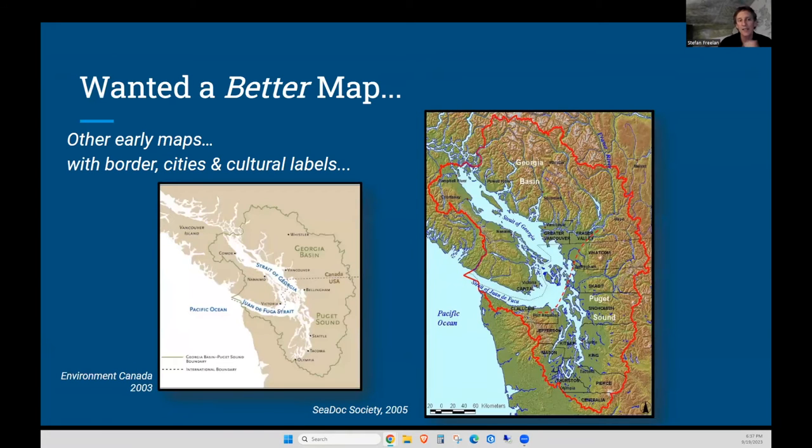Now, along the way, between the 80s and the 2000s, when I went to work, there had been some other maps. So here's an Environment Canada map from '03, SeaDoc Society from '05, pretty much focused on the Salish Sea. We don't have a name for it yet, Georgia Basin, Puget Sound kind of thing, but pretty much very similar to the same map. From Bert's standpoint, the water is still very boring here. It's clearly sort of an afterthought. The real focus is the land, the labels, the jurisdictions, the political boundaries. And from my standpoint, not that these aren't perfectly good maps for the purpose, but I really felt we could do better. We could aim a little higher.